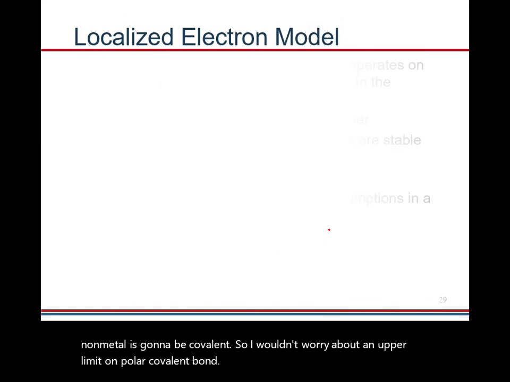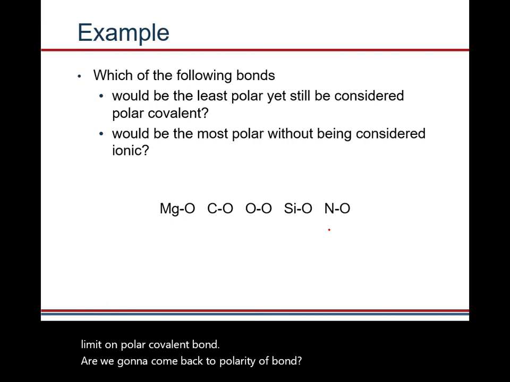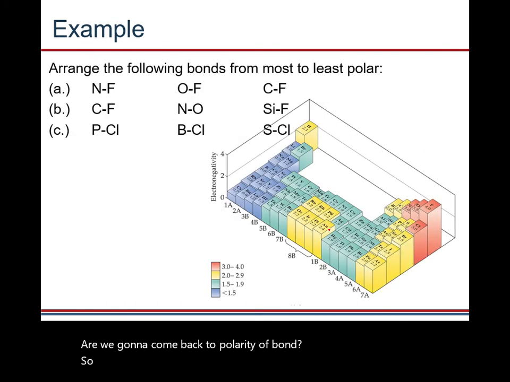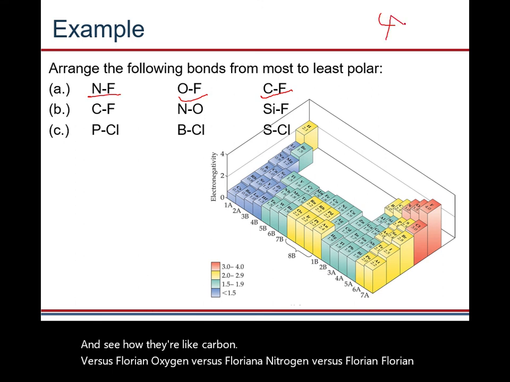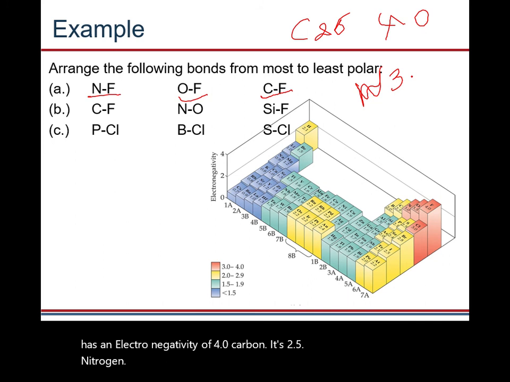We're going to come back to polarity of bond. So for example here, let's look at the following. Arrange the following bonds from most to least polar. So I can look at this and see carbon versus fluorine, oxygen versus fluorine, and nitrogen versus fluorine. Fluorine has an electronegativity of 4.0. Carbon is 2.5. Nitrogen is 3.0. And oxygen is 3.5.